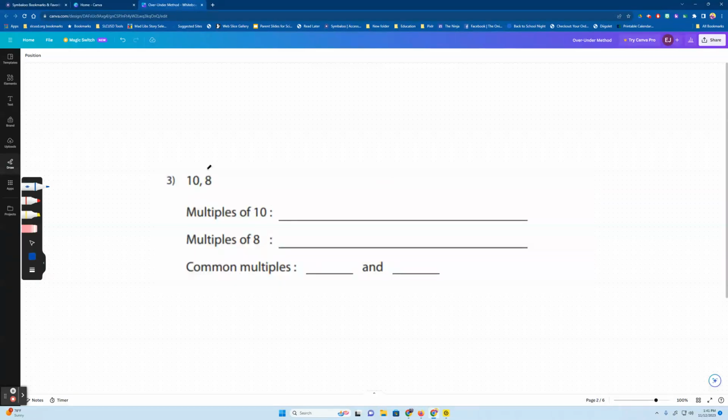So we have 10 and 8. All right, so 10 times 1 is 10. This is pretty easy, right? 20, 30, 40. They all end in 0. 50, 60, 70, 80. Whoops, let me fix that for myself. 80. All right, sorry about that. 90, 100.